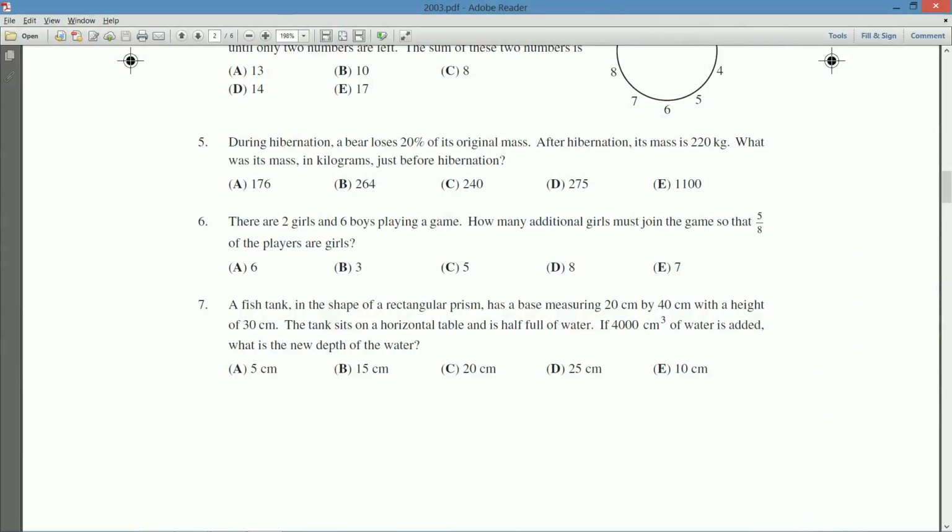So, we're going to add some number of girls, and we want to know how many of these girls to add. So it makes perfect sense to maybe introduce a variable. Let G be the number of additional girls we have. Okay. So if we had that number, let's call it G. What could we do? Well, we know that 5/8 of the players must be girls. How many girls are there once we've added these G girls?